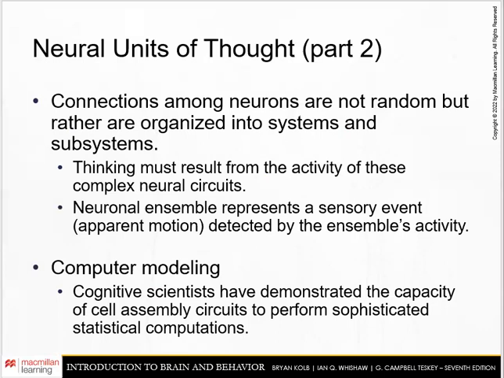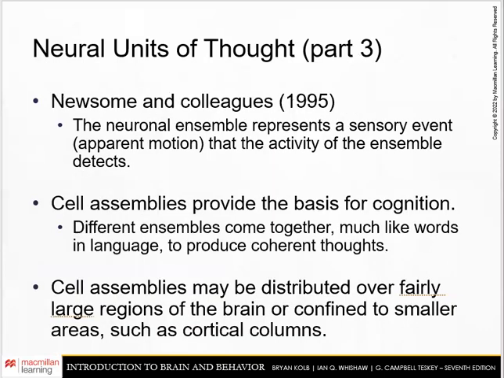Now, there's been some computer modeling that's drawn upon this idea, and cognitive neuroscientists have demonstrated the capacity of cell assembly circuits to perform some sophisticated statistical computations. Just kind of neat. Newsom and colleagues found that the neuronal ensemble represents a sensory event, such as an apparent motion, that the activity of the ensemble then detects. The cell assemblies provide the basis of cognition, where these different ensembles come together, a lot like words in language, to then produce coherent thoughts.